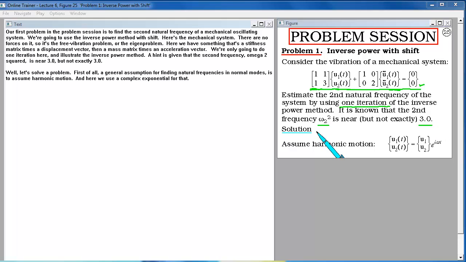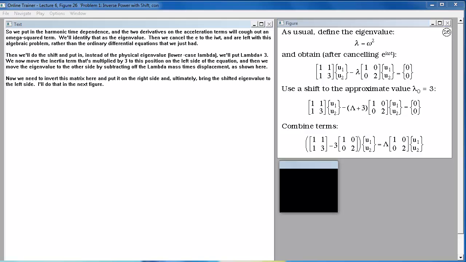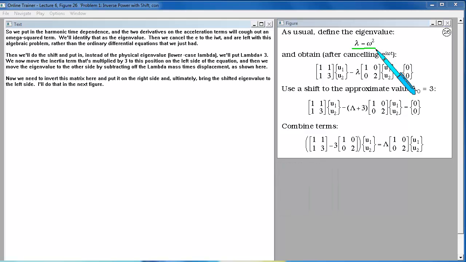Well, let's solve the problem. First of all, a general assumption for finding natural frequencies in normal modes is to assume harmonic motion, and here we use a complex exponential for that. So we put in the harmonic time dependence, and the two derivatives on the acceleration terms will cough out an omega squared term. We'll identify that as the eigenvalue. Then we cancel the e to the i omega t and are left with this algebraic problem rather than the ordinary differential equations that we just had.